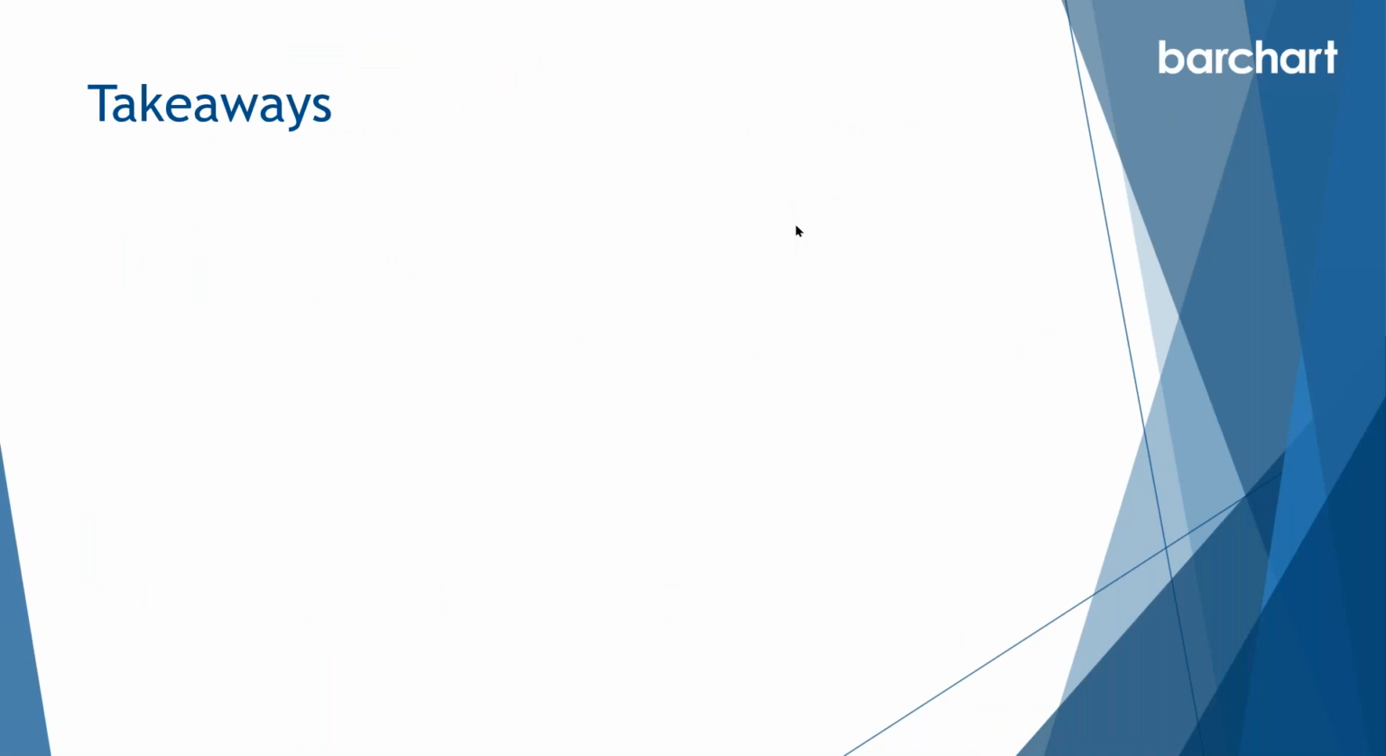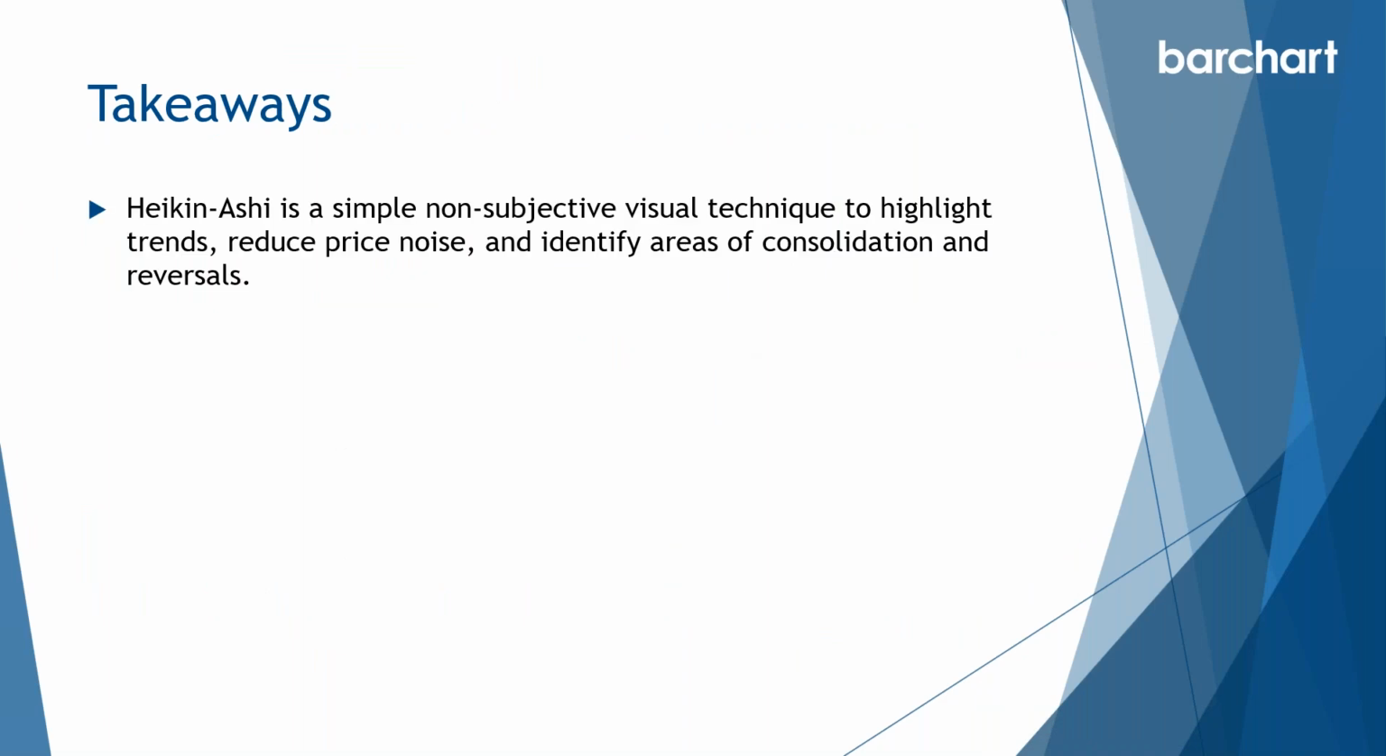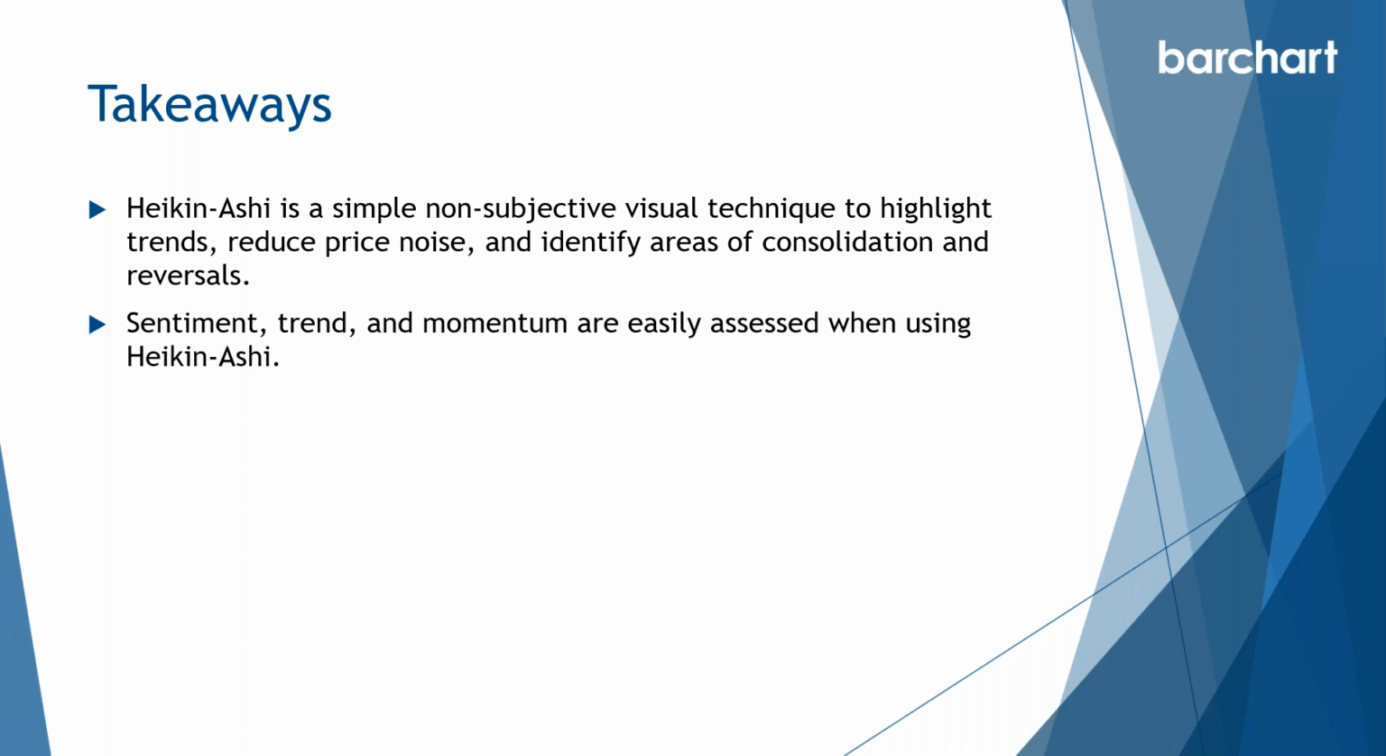So what are some of our takeaways today? Remember, Heikin Ashi is a very simple, non-subjective visual technique to highlight trends, reduce price noise (remember that example with Apple), and identify areas of consolidation and potential reversals. Sentiment, trend, and momentum are easily assessed by Heikin Ashi.